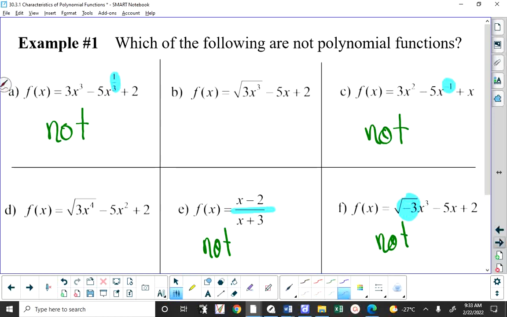I'm going to tell you that this is not a polynomial function, but this is a polynomial function. And I'm asking everybody to think carefully about what the difference is between those two functions that would allow d to be a polynomial function, but b is not, because they're almost identical.